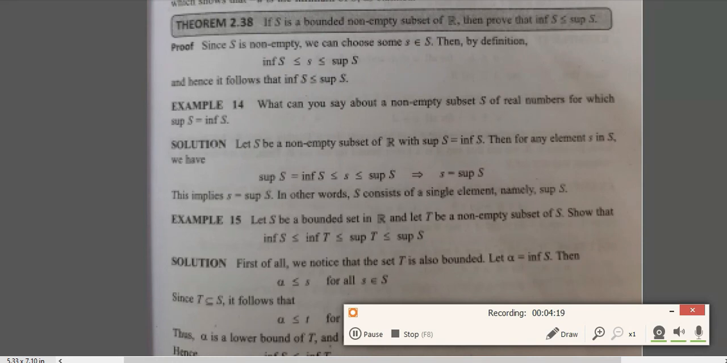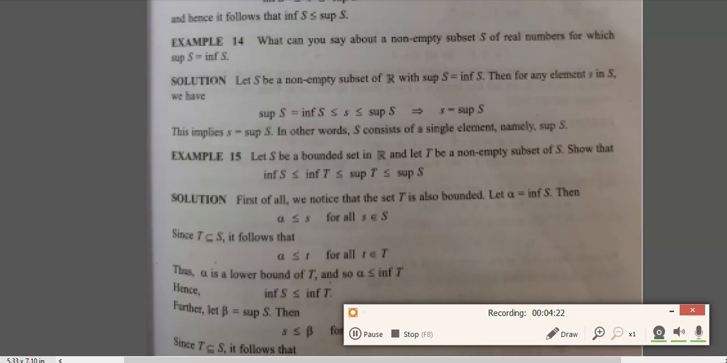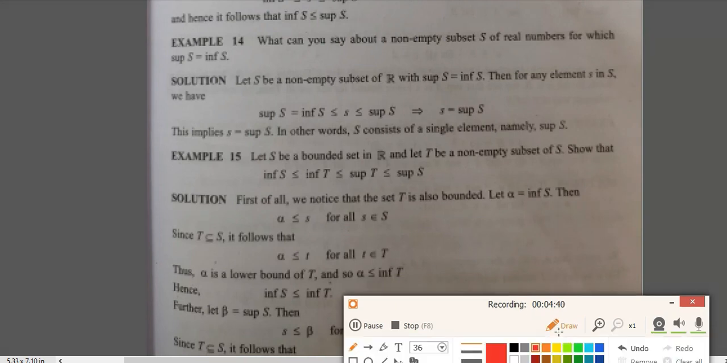Next example: let S be a bounded set in R and T be a non-empty subset of S. Show that infimum of S is less than or equal to infimum of T is less than or equal to supremum of T is less than or equal to supremum of S. So basically, if this is your T, then T is contained in S. The one I have marked in green is your S. So infimum of S is less than or equal to infimum of T is less than or equal to supremum of T is less than or equal to supremum of S.